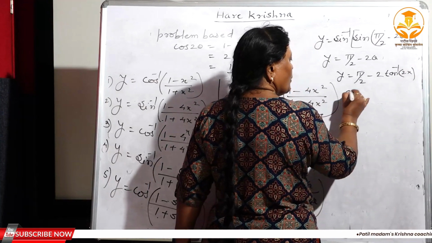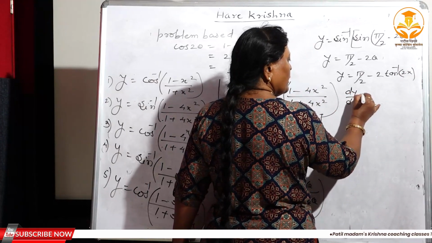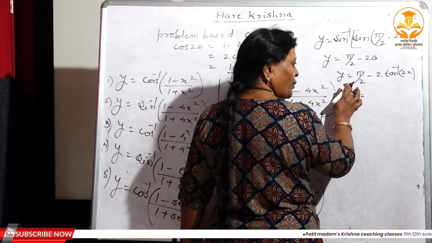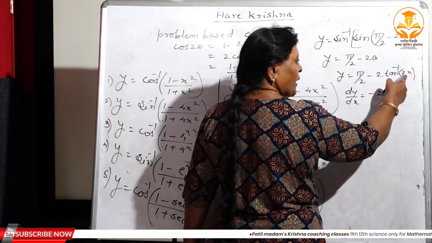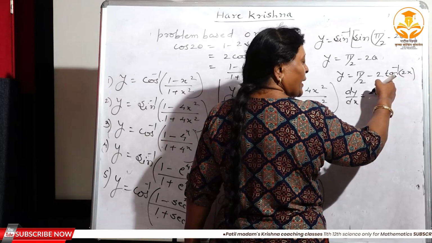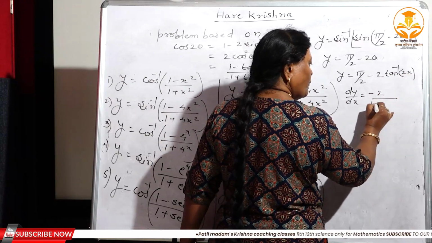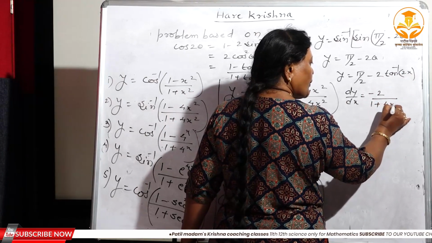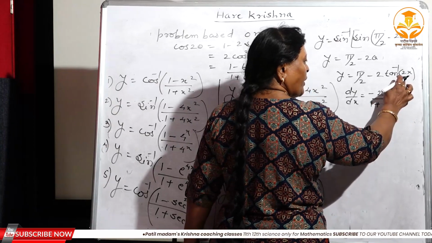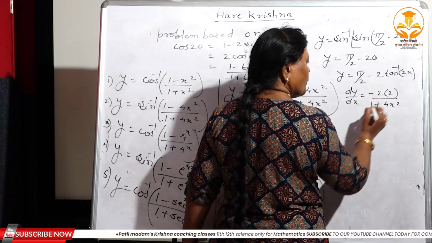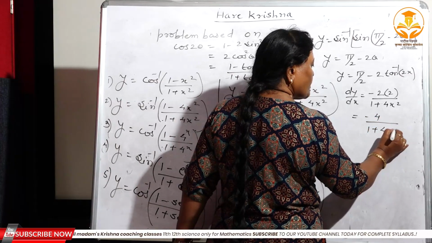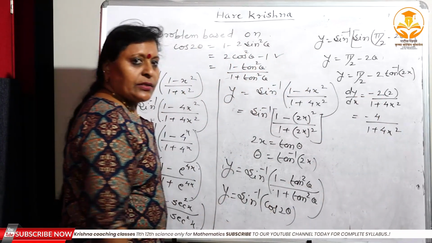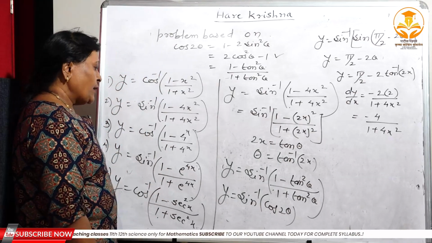right? So dy by dx, the derivative of pi by 2 is 0, because this is a constant function, minus 2 remain as it is. Here you have to apply the chain rule. The derivative of tan inverse u is 1 upon 1 plus u square, means 4x square, and the derivative of 2x is equal to 2, right? Therefore minus 4 divided by 1 plus 4x square, isn't it? So this is about the second one, right?